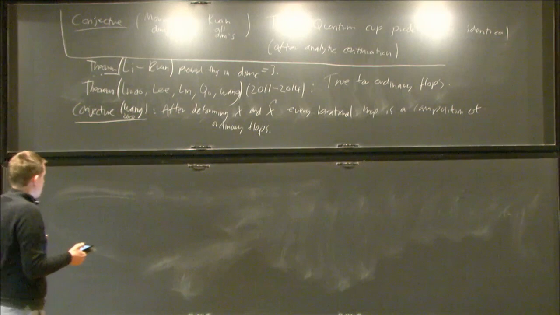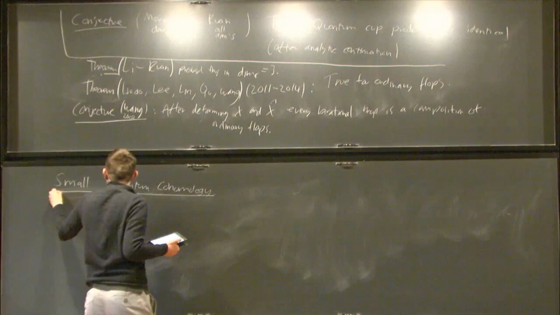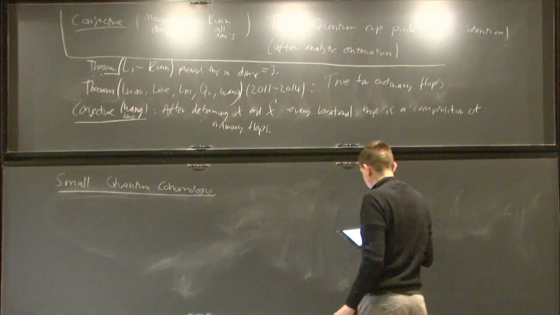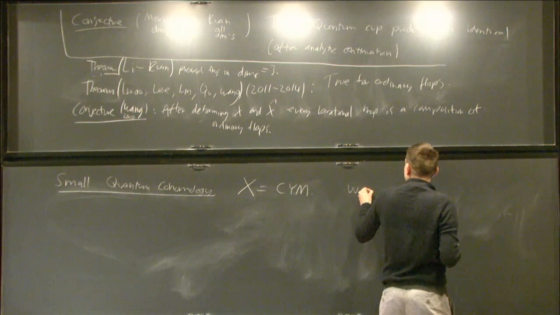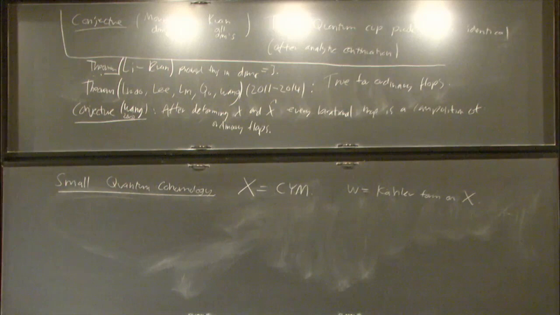Okay. So what I thought I'd do is introduce small quantum cohomology. So this is this quantum cup product here. So I have X, which is my Calabi-Yau manifold. And I choose some Kähler form, omega, on X. And I'm going to fix a field K.